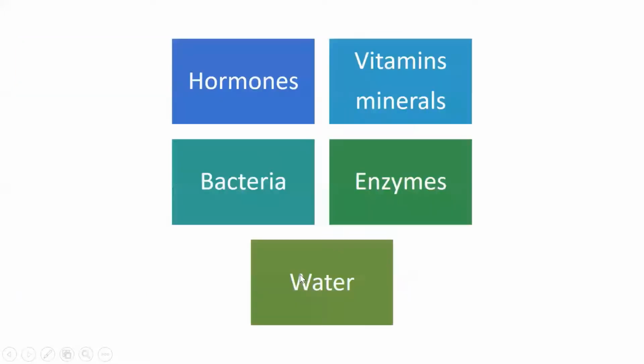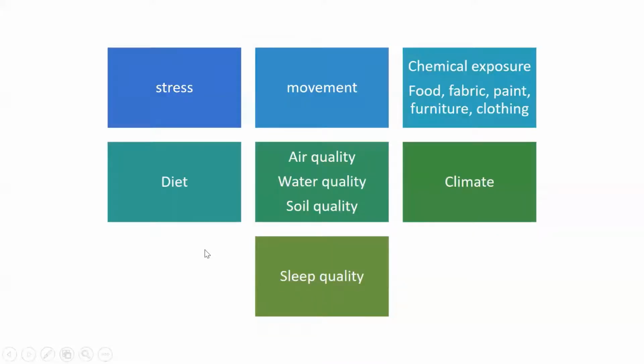So these are the things that we want to take care of: our hormones, the amount of vitamins and minerals in our body, the good bacteria versus the bad bacteria, enzymes, which really control our whole body with their activity, and water, because 70% of our body is water.